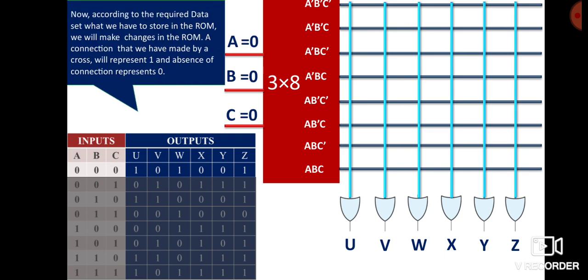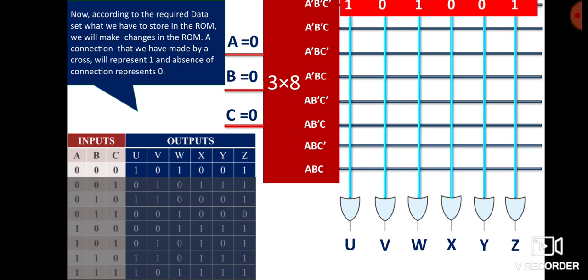Let's see here. For 000, I want to store this information 101001. In other words, you can say I need my U to be 1, I need my W to be 1, I need my Z to be 1. Okay, what else? And I want my V, X and Y to be 0. So how will I achieve that?